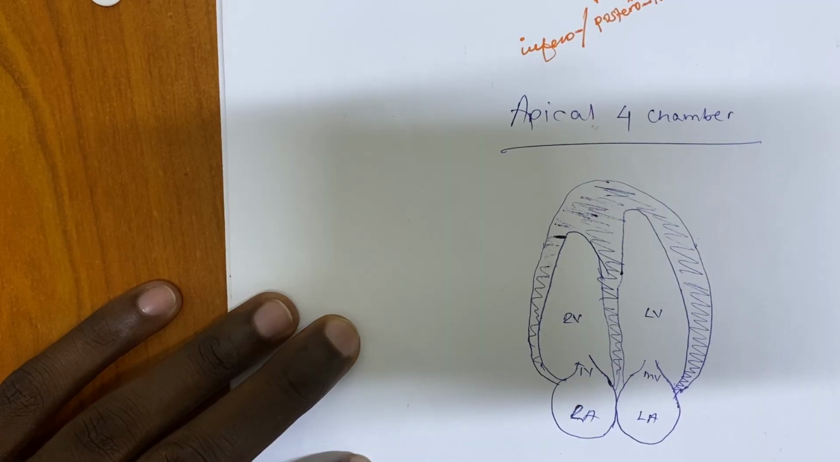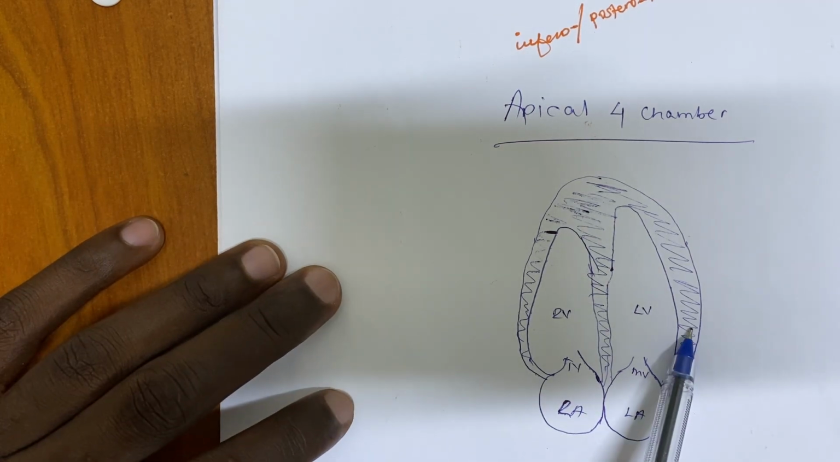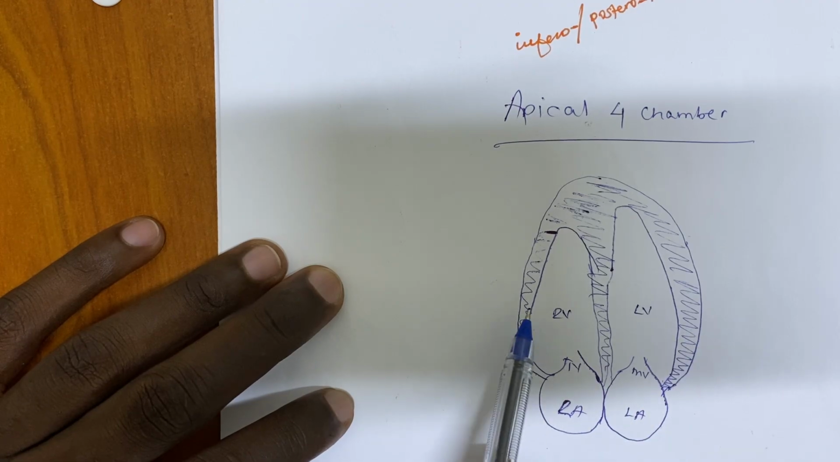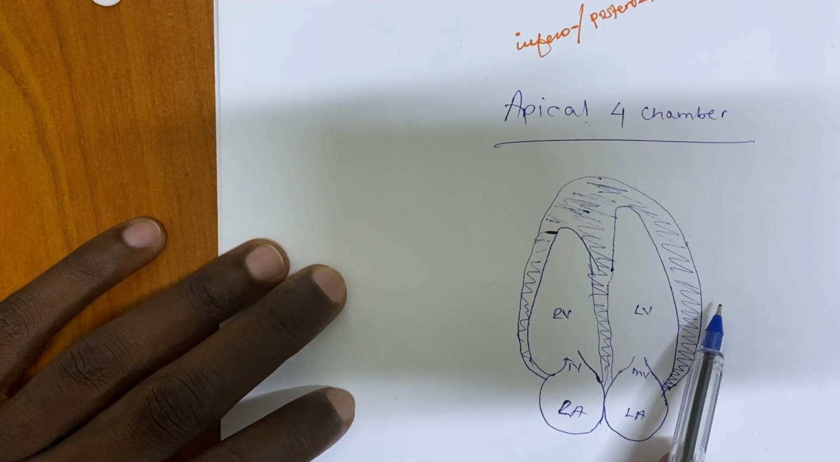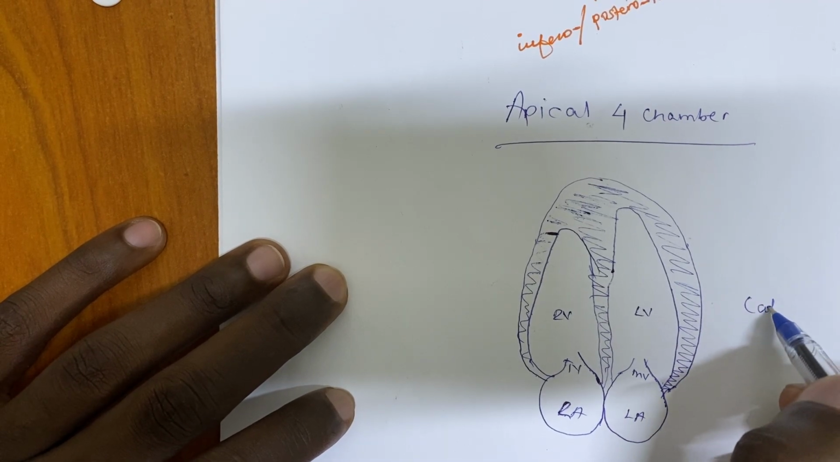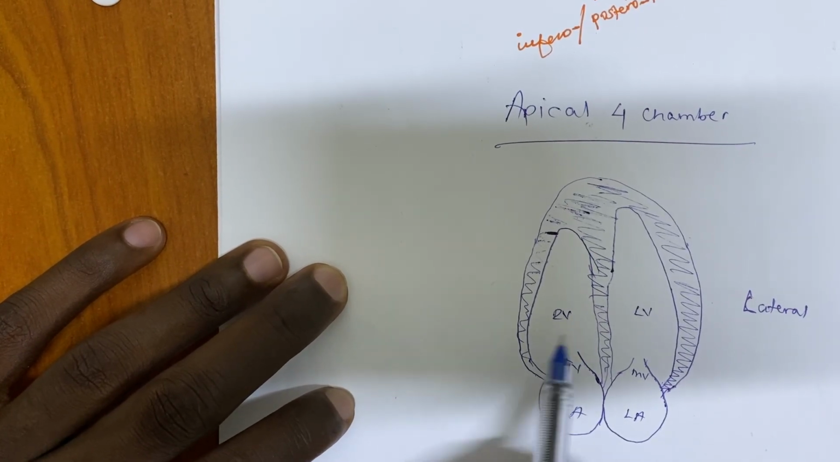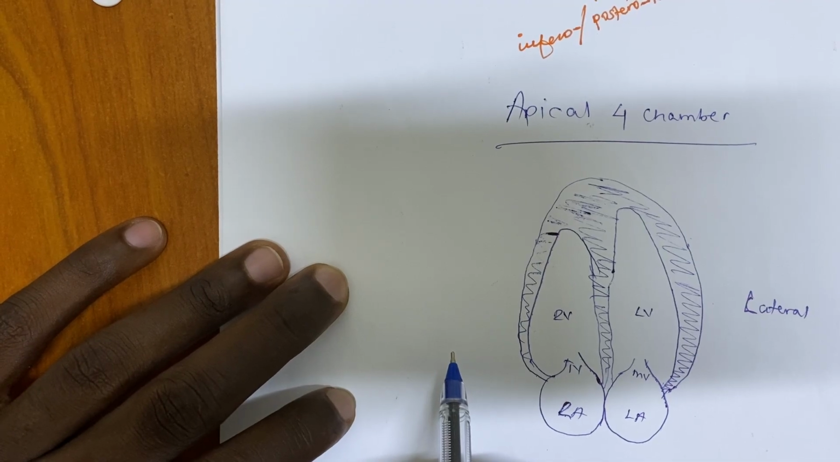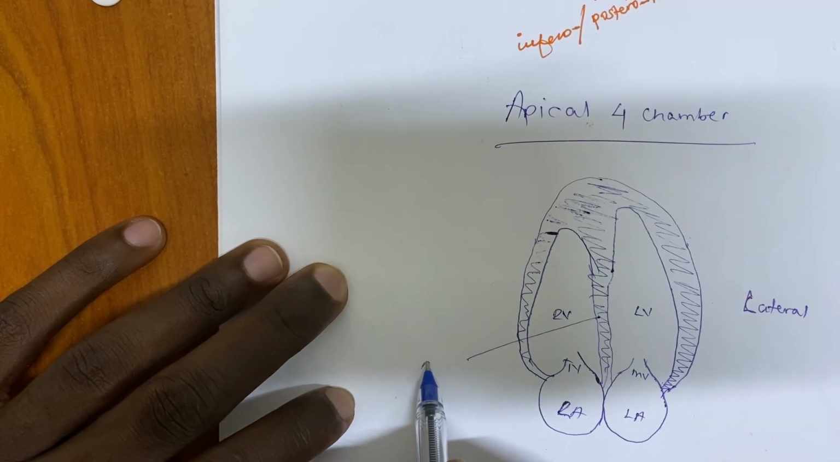So if we go to our wall labeling, this is going to be the lateral side. The left ventricle is on the lateral side, and the right ventricle is on the medial side. So one, we know this is lateral, and another we know is medial. But what is in the medial? The septum, yes. So this one is the medial septum.